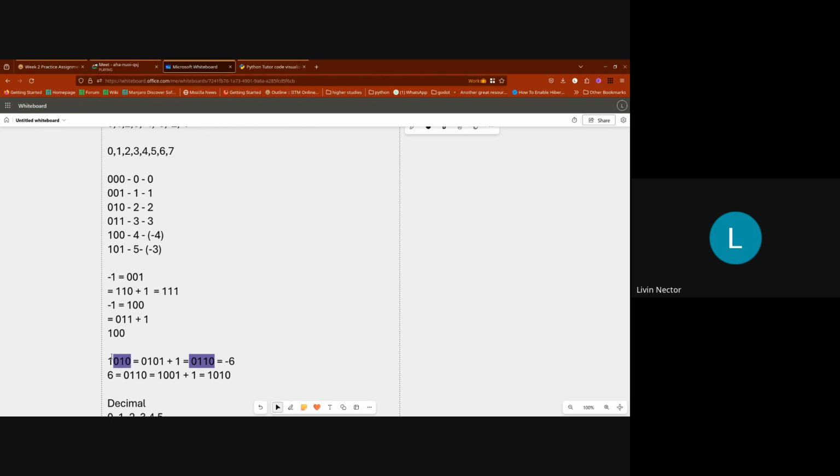So to know which number this is, we again do the same steps and we'll get the positive of that. We know that this is a negative number because it has this 1. So we put that negative on top of this positive number. Okay.